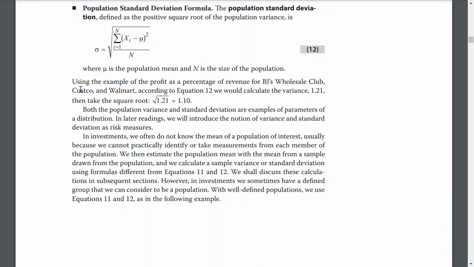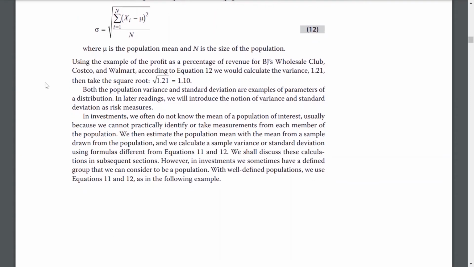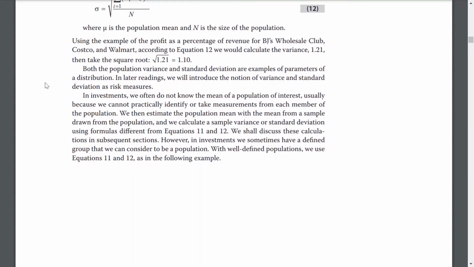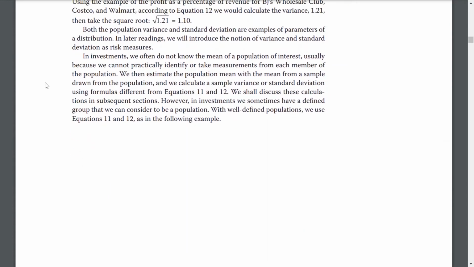Using the example of profit as a percentage of revenue for BJ's Wholesale Club, Costco, and Walmart, according to equation 12, we could calculate the variance of 1.21, then take the square root of 1.21, which equals 1.10. Both the population variance and standard deviation are examples of parameters of a distribution. In a later reading, we will introduce the notion of variance and standard deviation as risk measures.